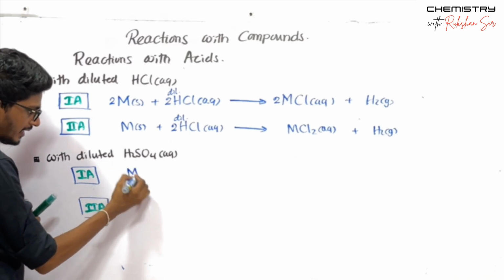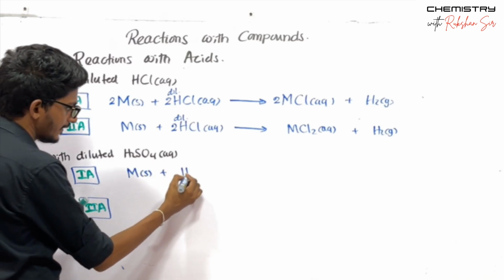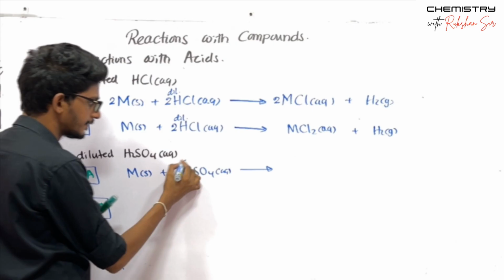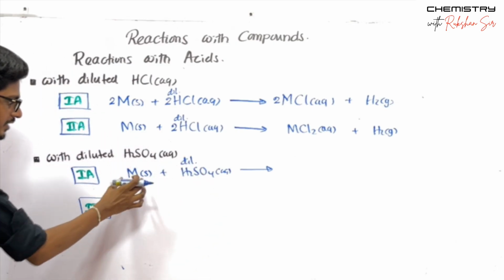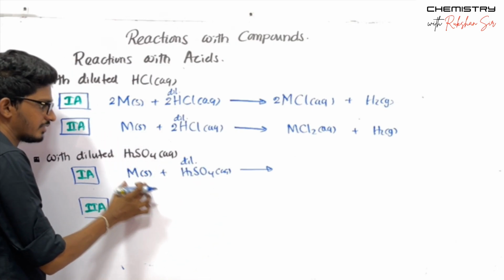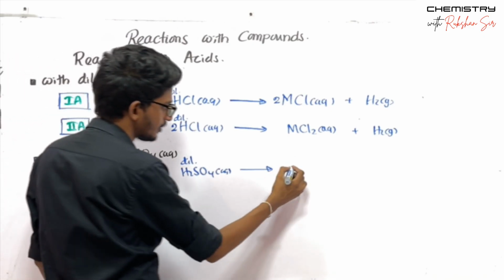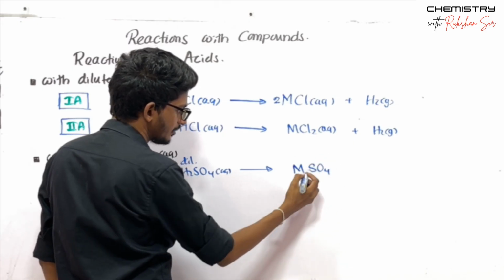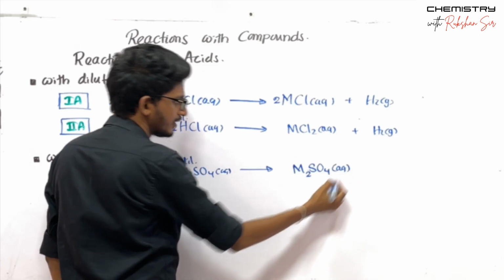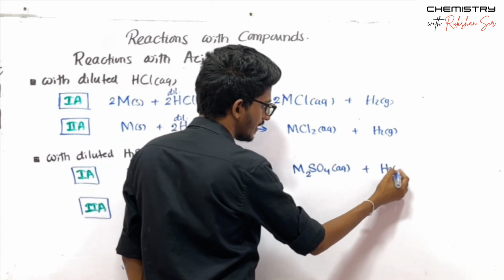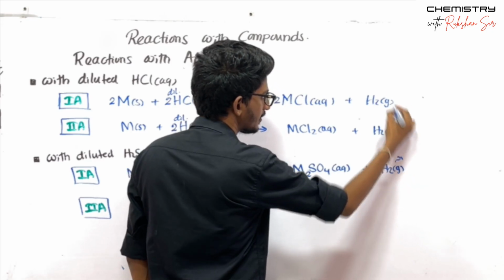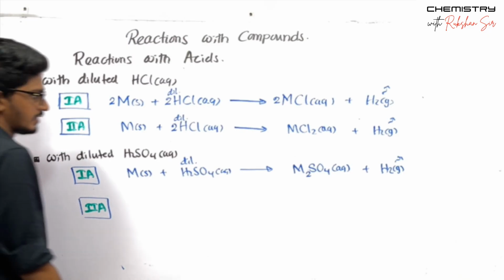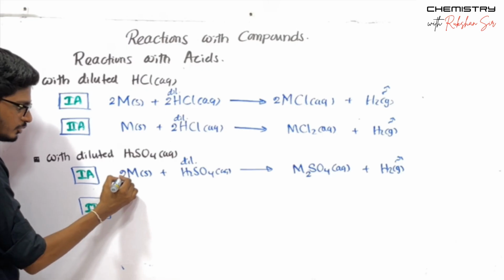So if you are to take the M as a group 1 element reacting with dilute H2SO4, what happens? This guy oxidizes as M plus and connects to the anion here, SO4 minus. So M plus and SO4 minus, the SO4 comes here. Salt and H2, the hydrogen of the acid, will reduce to H2, right? So balancing needed some 2 here.